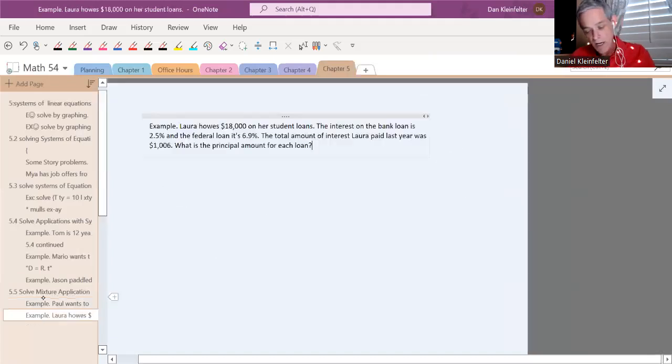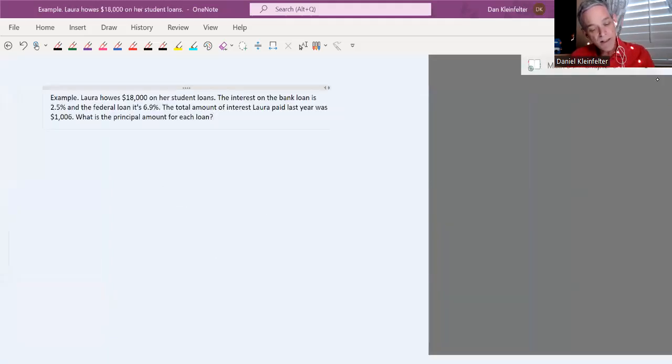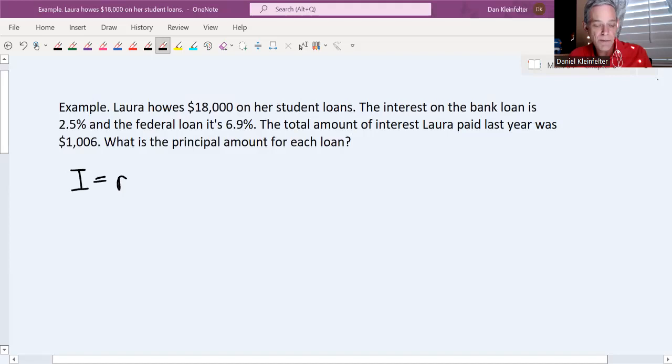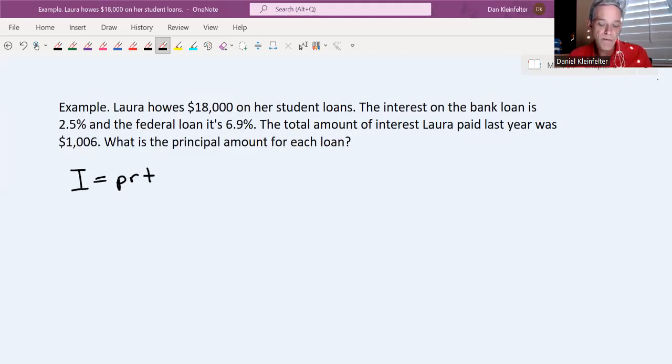Just have one more. Okay, this one is about interest and stuff. So let's take a look. The simple interest formula is I is equal to P times R times T. We should remember that. And this is all about what happens in 1 year, right? The amount of interest she paid last year. So for this, we'll just take the T to be 1. Okay, so I is equal to P times R.